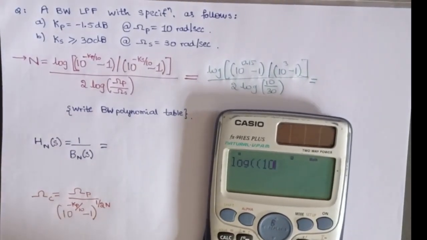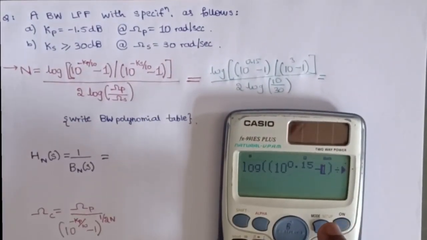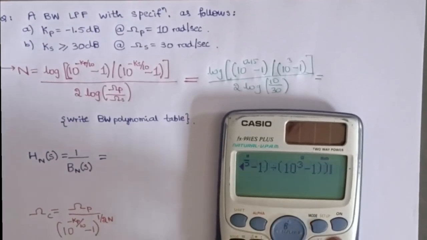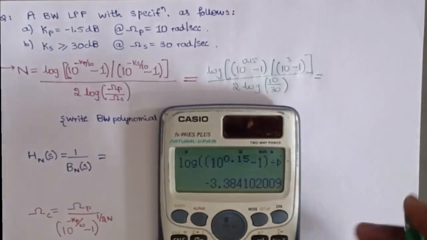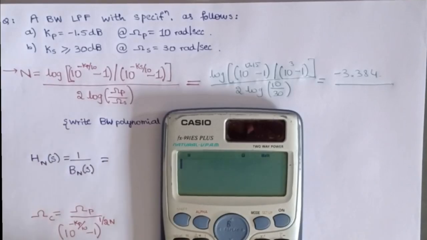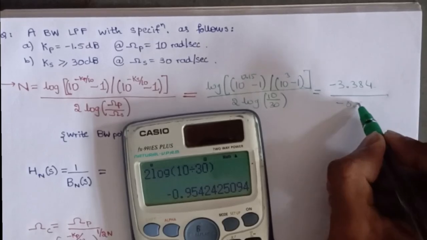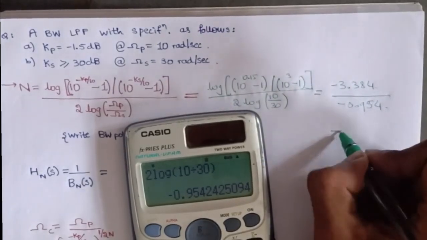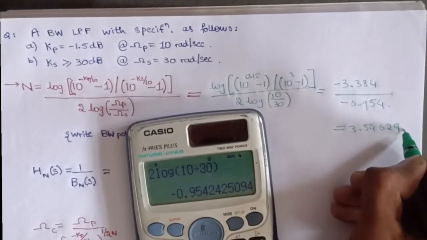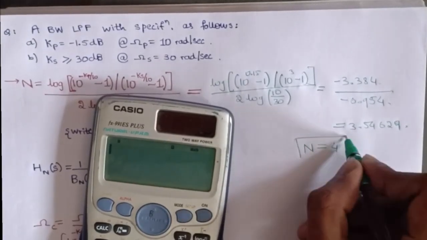Log of 10 raised to 0.15 minus 1 divided by 10 raised to 3 minus 1, we get the answer as minus 3.384, and the denominator 2 log 10 by 30 is minus 0.954, for which we get the n value as 3.54629. Rounding it off to the next integer, we get the value of n as 4.